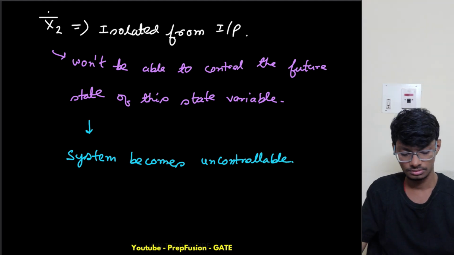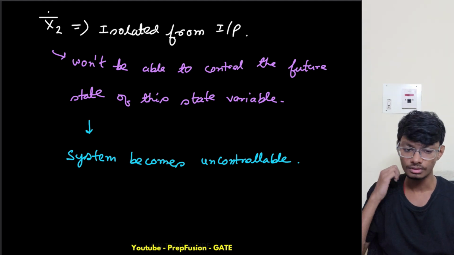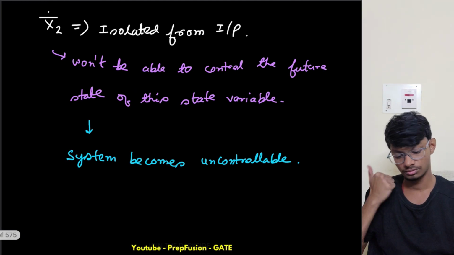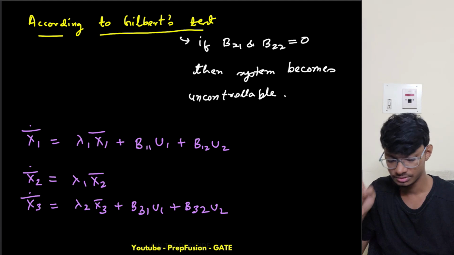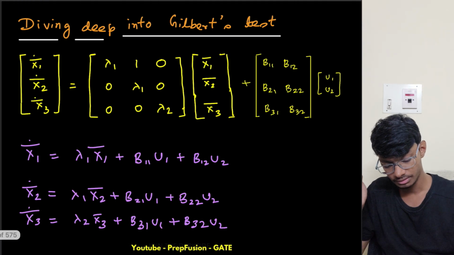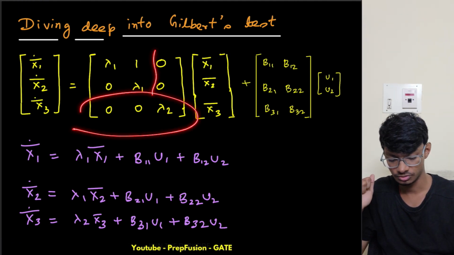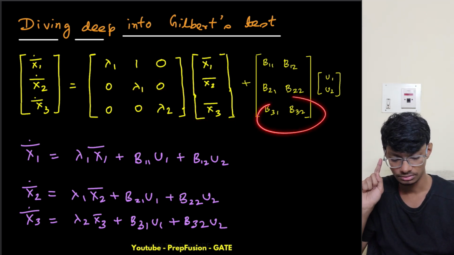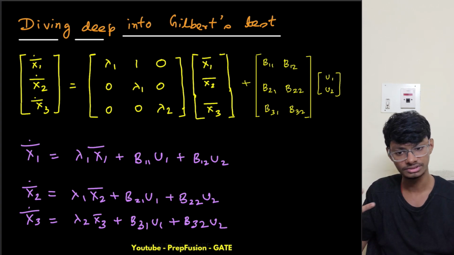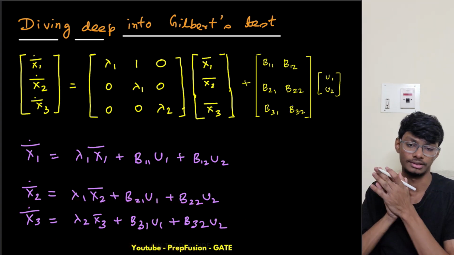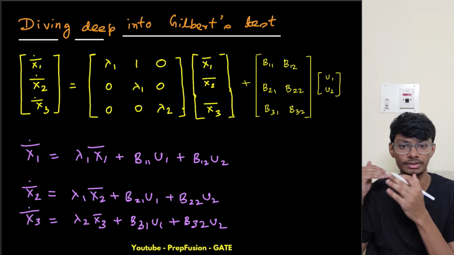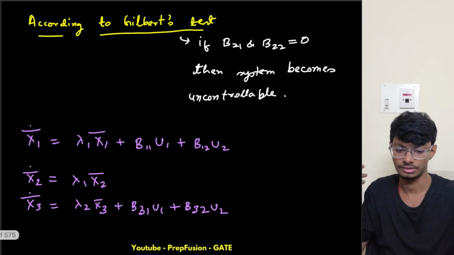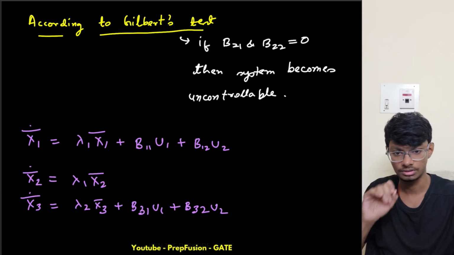Okay, so yeah, this was one example. Now another example you can take is like this: this is one Jordan block and this is also another Jordan block. So you make the row corresponding to this b31, b30 and you will see again this third state variable will be isolated. From there also you can understand that the system will not be controllable.